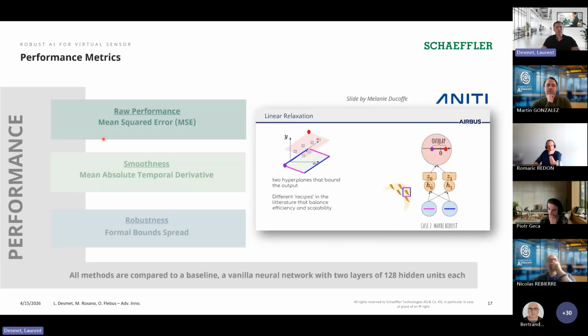For doing that, we will rely on 3 metrics. The first one is obviously the raw performance. It's a prediction: we're trying to predict a temperature, a scalar, at each time step. So a very standard KPI is the mean square error. Another thing we looked at is the smoothness of the cycle. If our neural network outputs something very smooth, we'd prefer this, because we know that temperature does not vary super quickly. We looked at this by computing the mean absolute temporal derivative. And the last and most interesting one was the robustness approach, by computing the formal bound spread.